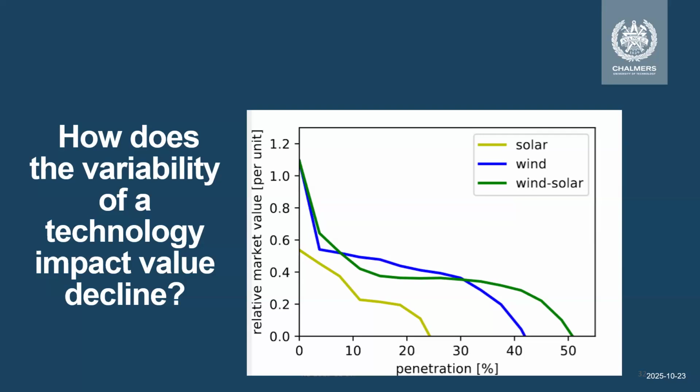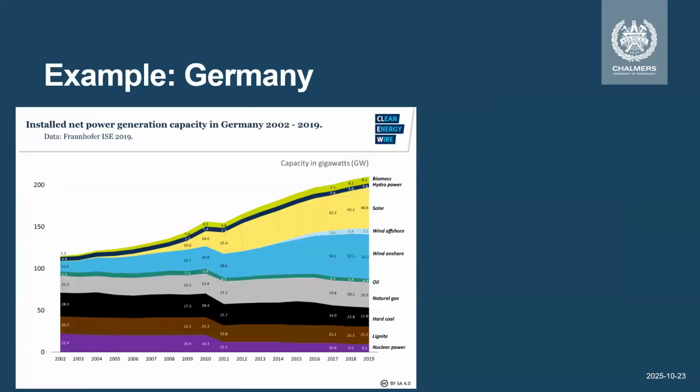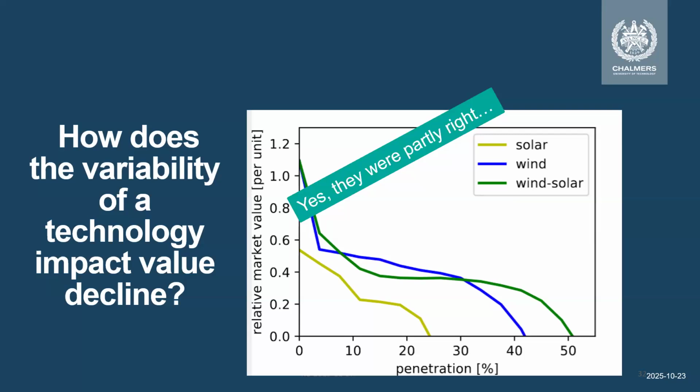What's more variable is maybe up for definition, but I would argue that solar is more variable than wind because it changes between 0 and 100% all the time and has a lot of zero values at night. So you can see here that solar, the yellow line, has a faster decline than wind, the blue line. And wind and solar combined perform a little better than only wind. So yes, they were partly right.